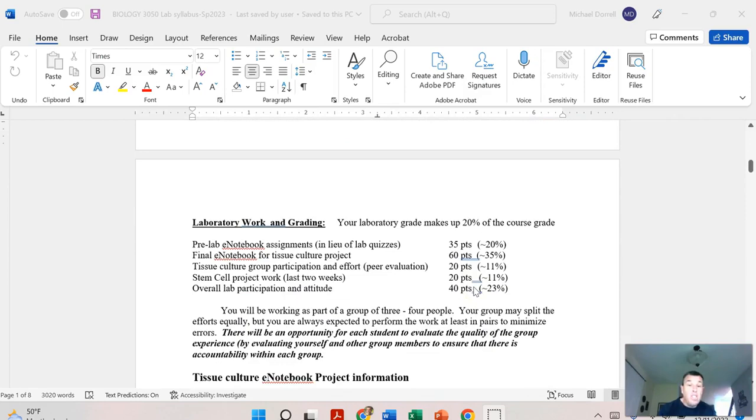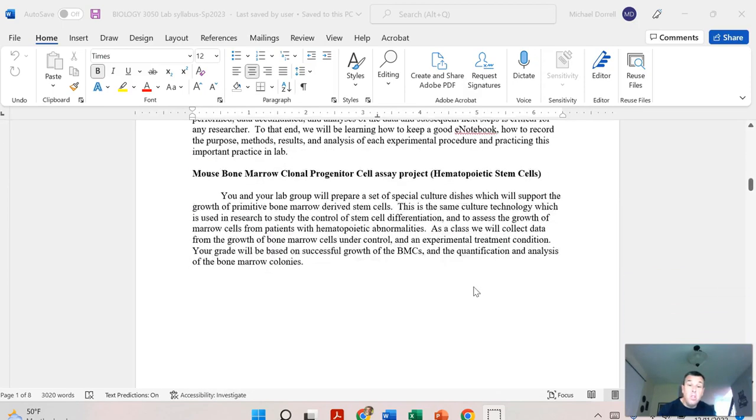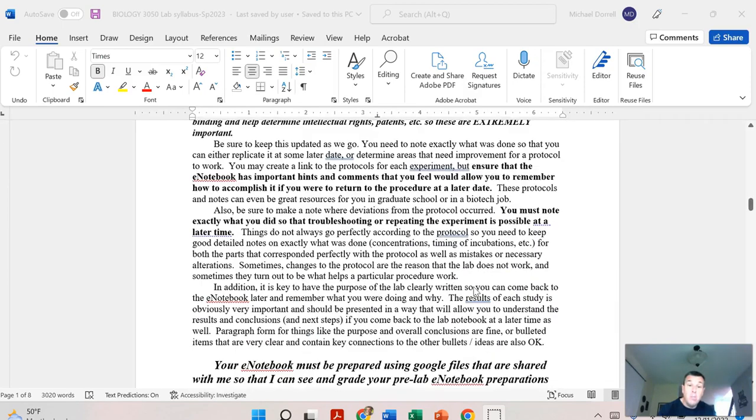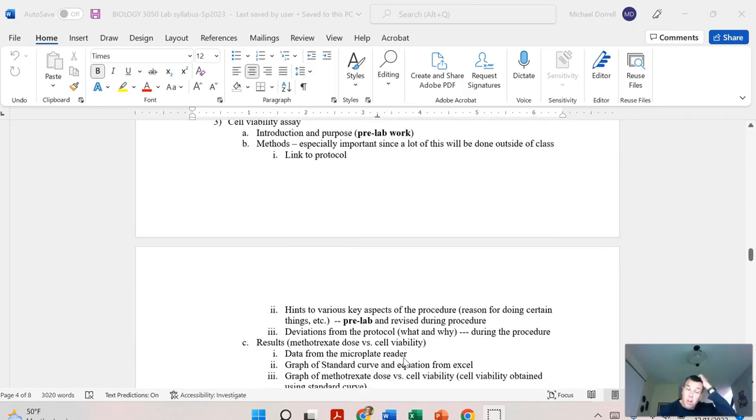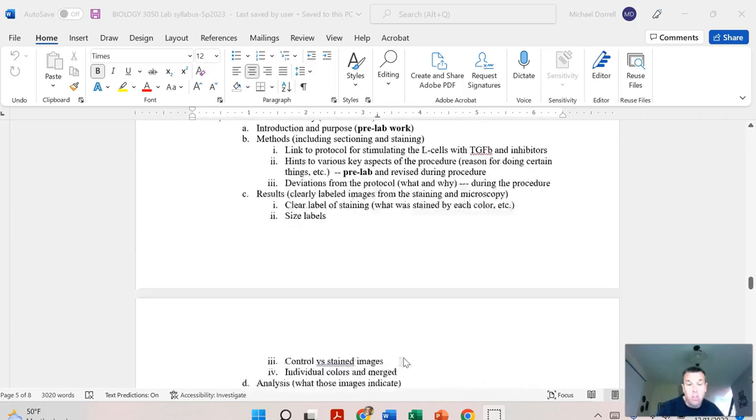But there's a lot of information here on the e-notebook, so make sure you take a look through the lab syllabus, and it even tells you pretty much exactly what I expect to see in the e-notebook for all the different little portions and so forth there.